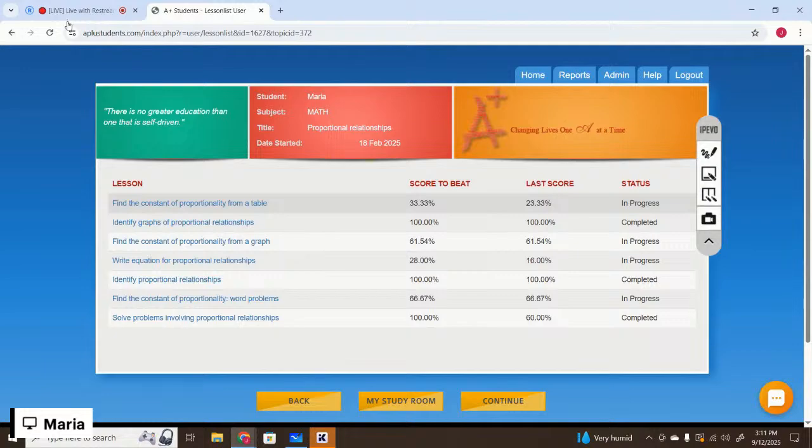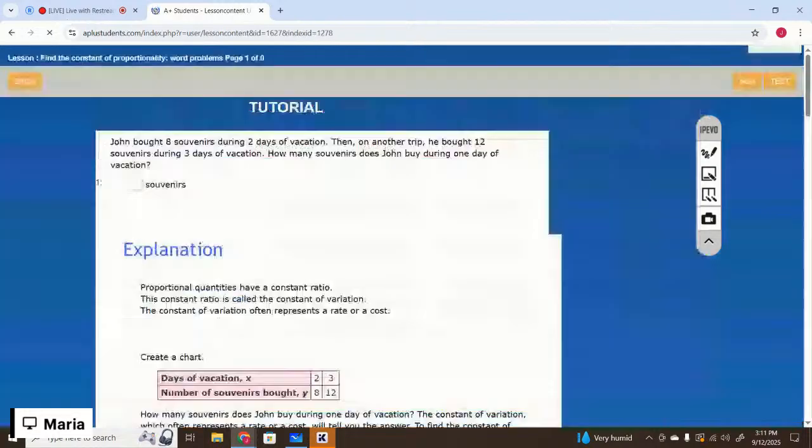The next lesson is find the constant of proportionality word problems. John bought 8 souvenirs during 2 days of vacation. Then on another trip, he bought 12 souvenirs during 3 days of vacation. How many souvenirs does John buy during 1 day of vacation?